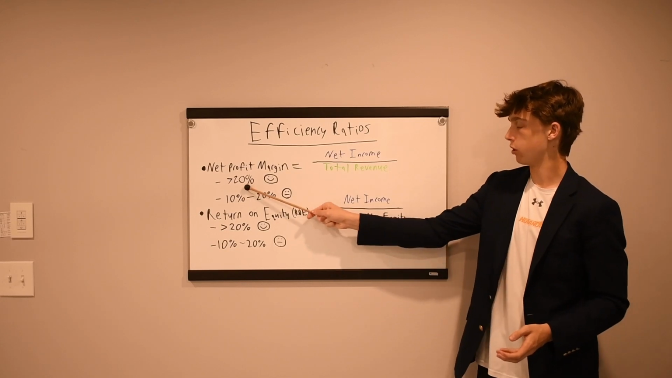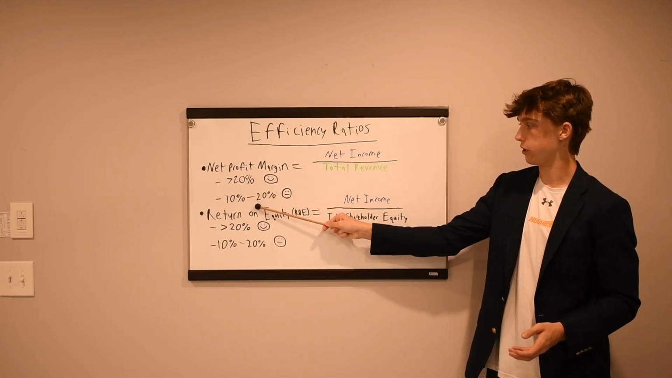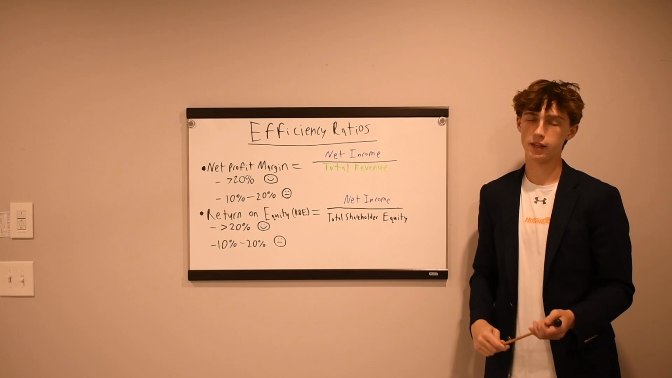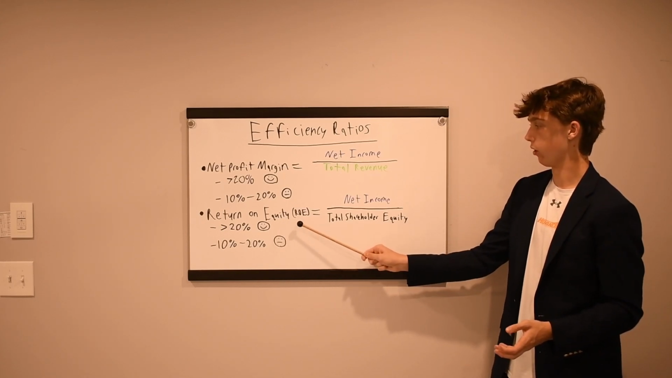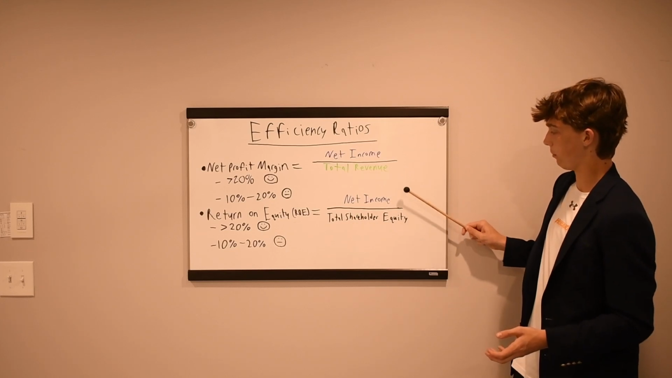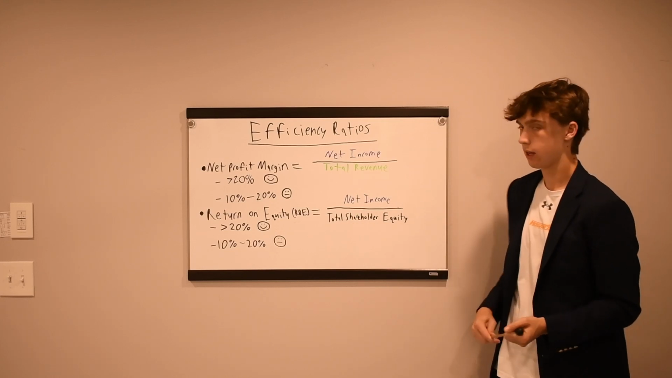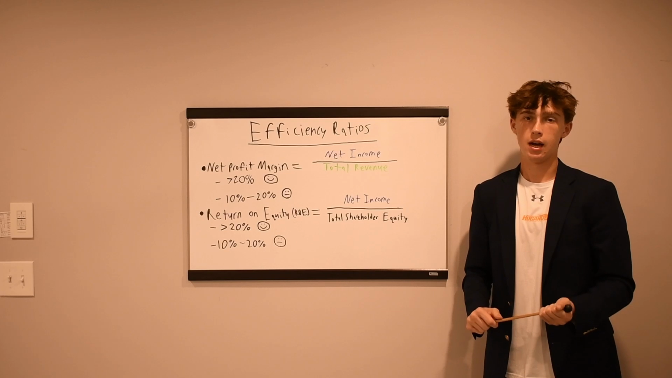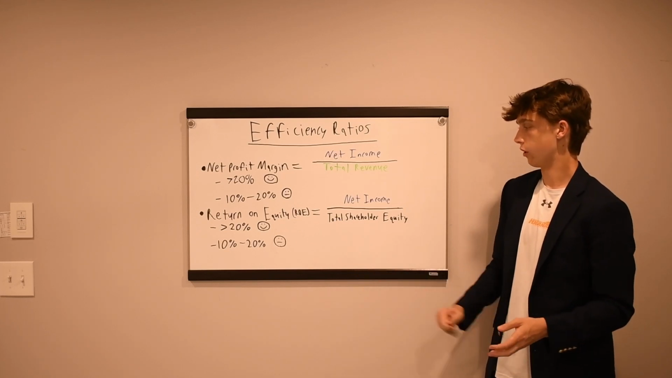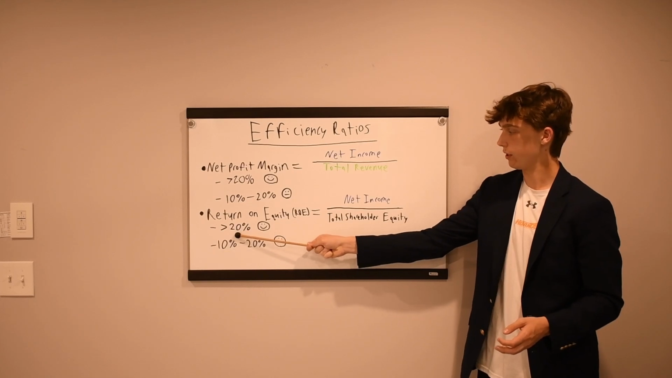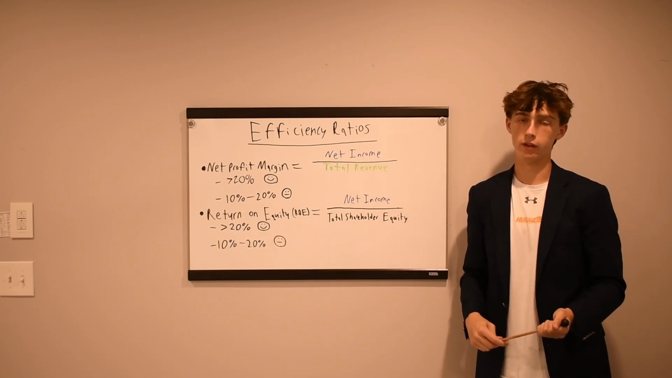A good net profit margin is above 20%, an average is between 10 and 20%, and anything below 10% is considered bad. Next is our return on equity, or ROE, which is net income divided by shareholder equity. This allows us to determine how much money a company keeps from every dollar invested by shareholders. For example, if you had a 20% ROE, you would keep 20 cents per every dollar.